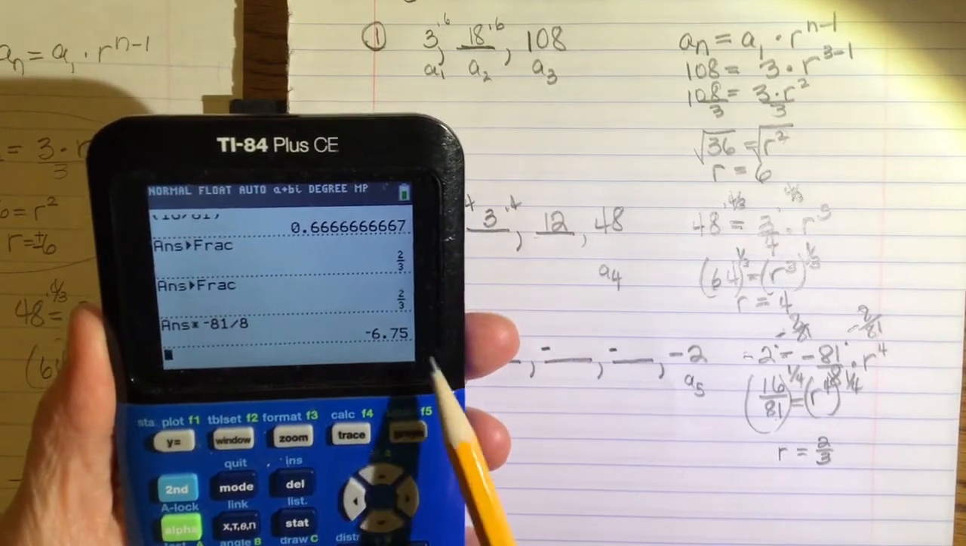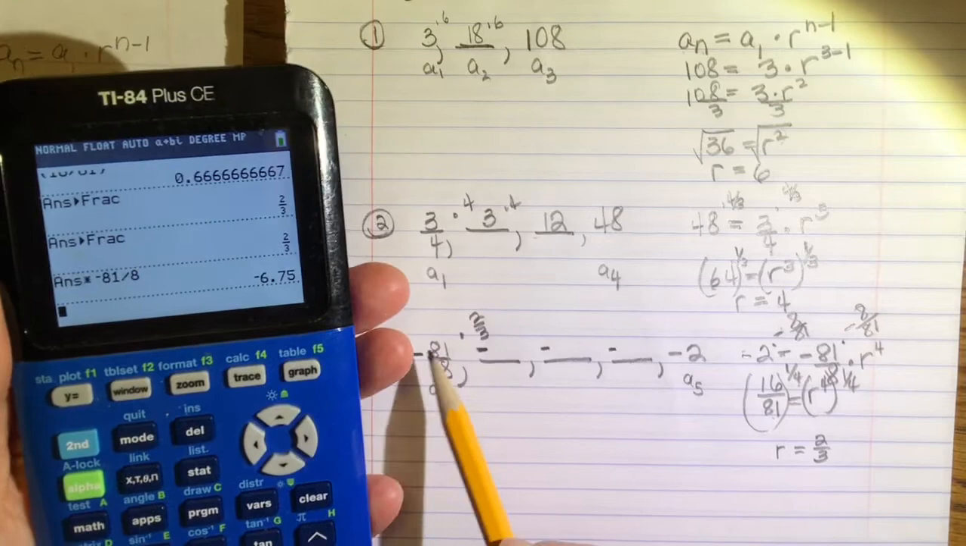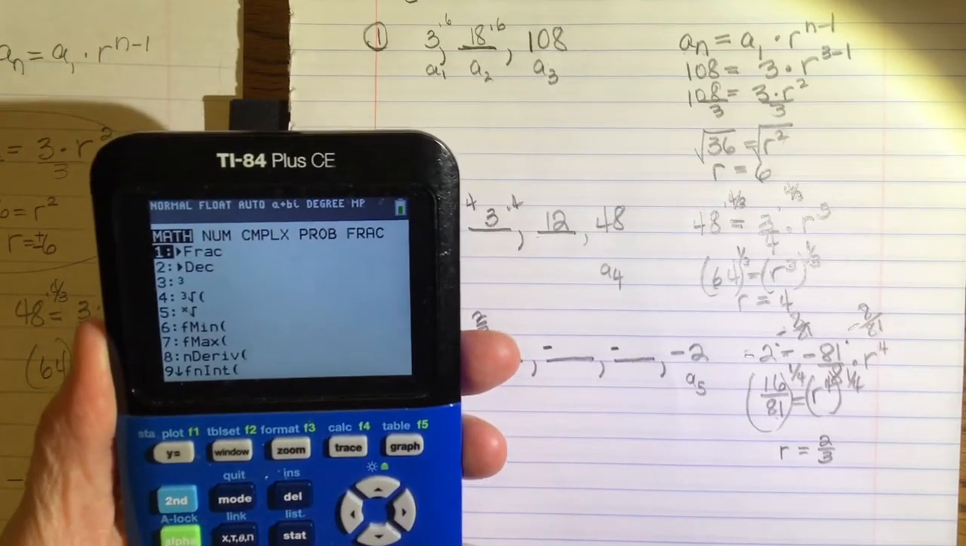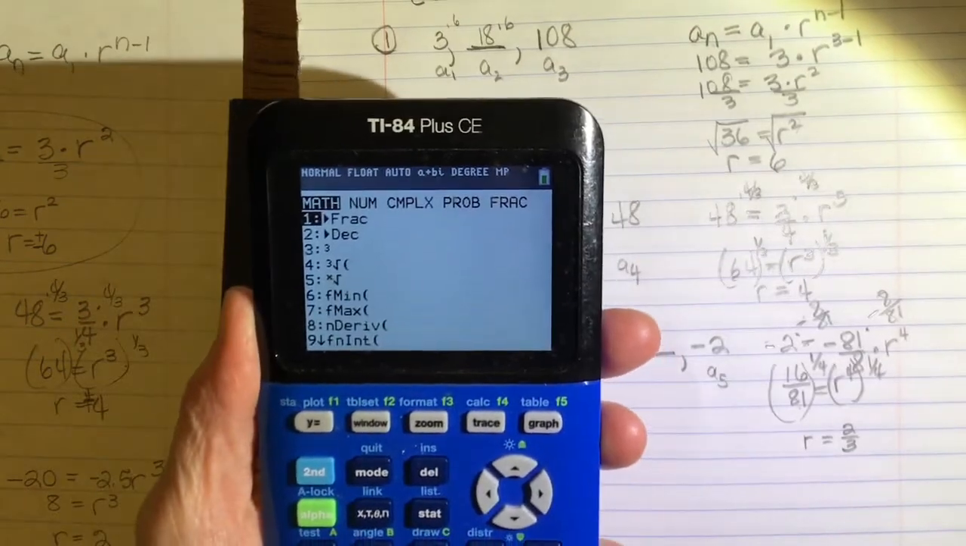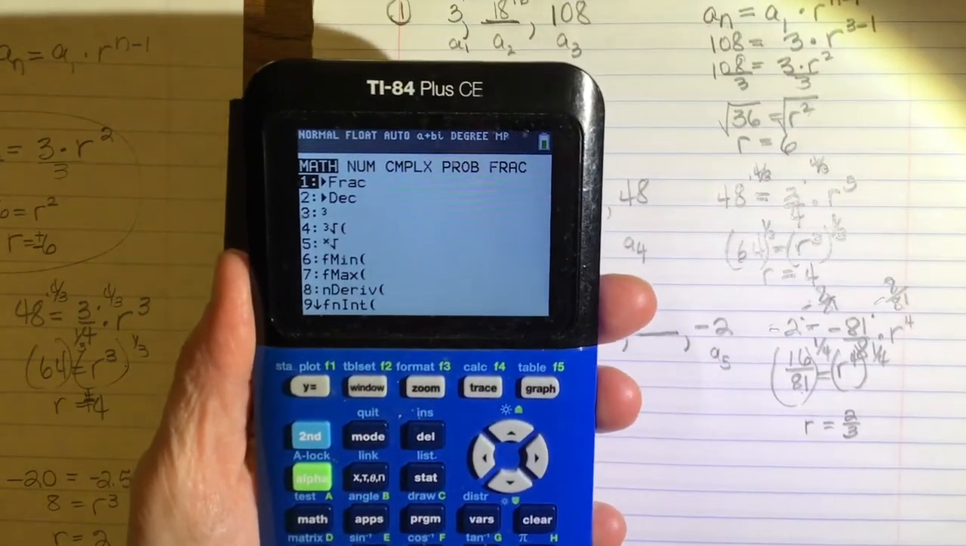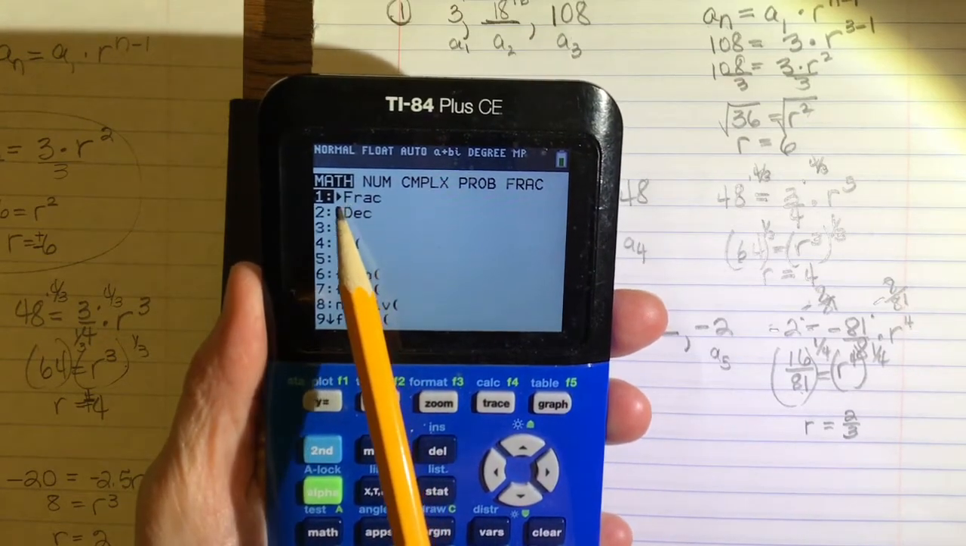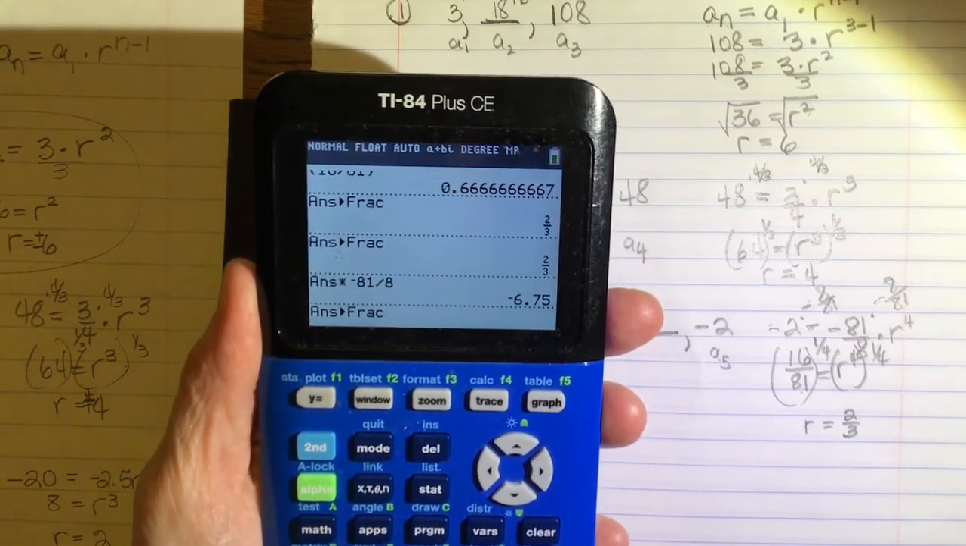And I got a decimal, which is not a bad looking decimal. We've started with fractions, so let's change this to a fraction. Math, frac. I didn't review that with you, but remember math, and when you hit that, you get this key, and then you want the frac key, and it will change it.